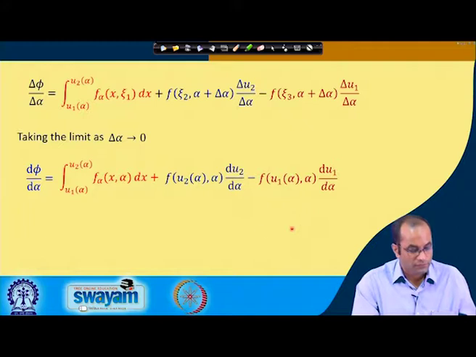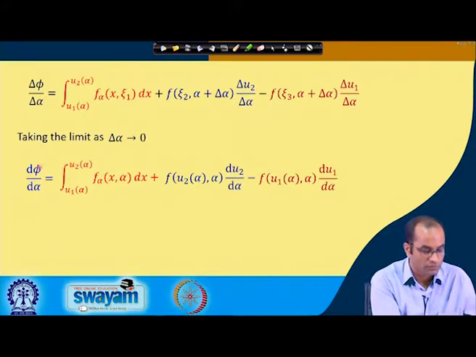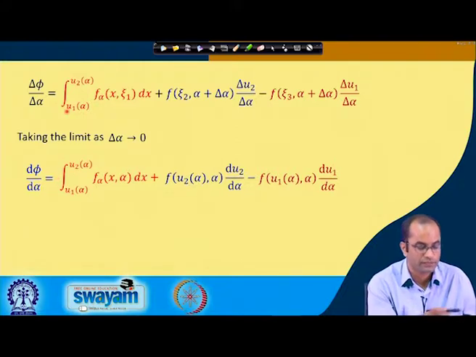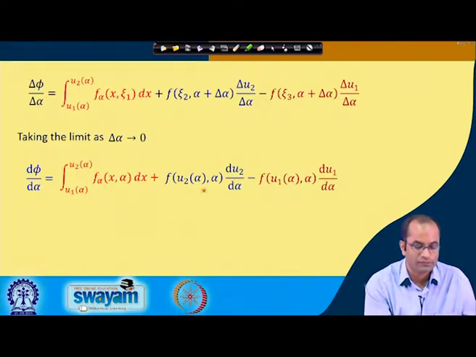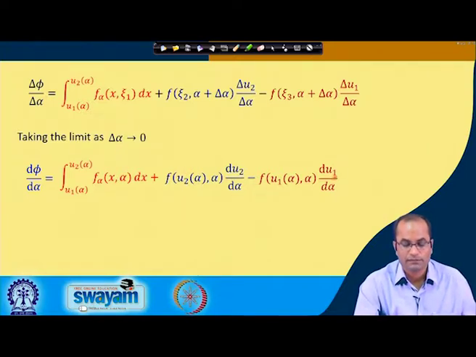So, we are done with the rule, which says this differentiation under the integral sign. When we want to take the differentiation, it will go to the integrand. So, the partial derivative of f with respect to alpha, and there will be a term du 2 over d alpha, the derivative of the upper limit, and that same limit will be substituted in the integrand, and minus the derivative of the lower limit, and the same limit will be substituted into the function.